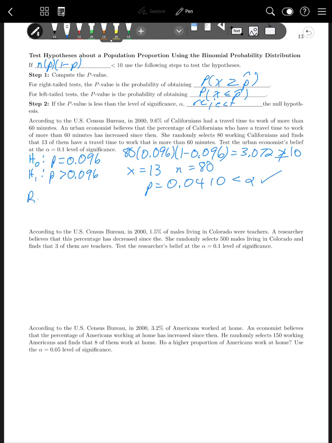So therefore we can reject H naught, and we can say that there is sufficient evidence to suggest that the proportion of Californians whose commute time to work is more than 60 minutes has increased. Okay? And so that's how you can use binomial probability distribution to do these hypothesis tests. So why don't you go pause the video for a second and see if you can do these other two.